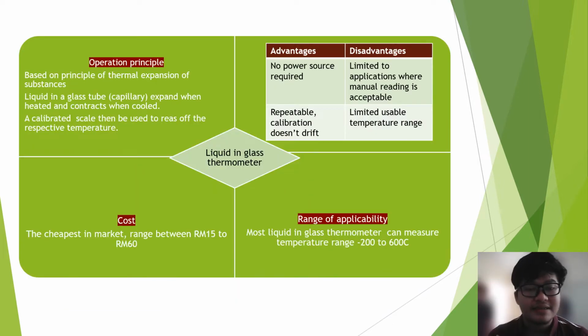Liquid in glass thermometer. The operation principle is based on thermal expansion of a substance. The liquid in a glass tube capillary expands when heated and contracts when cooled. A calibrated scale is then used to read off the respective temperature. The advantages of this item are that no power source is required, and calibration is repeatable and doesn't drift. Disadvantages are that it is limited to applications where manual reading is acceptable, and it has a limited usable temperature range.